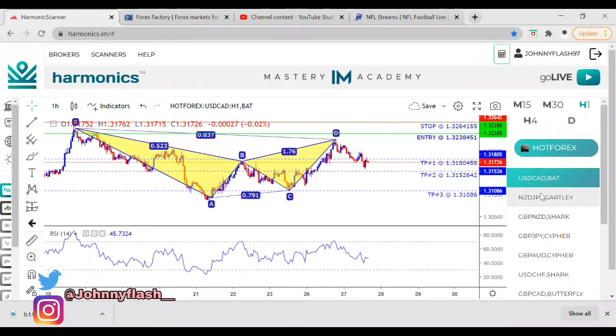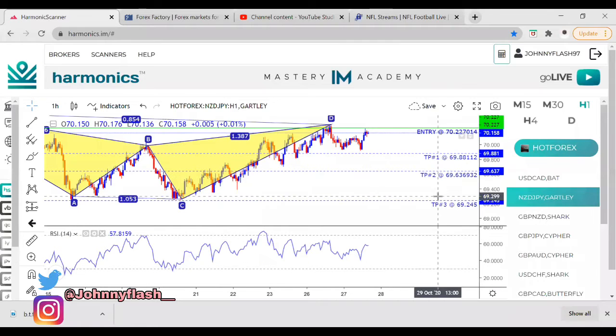That was another setup I called yesterday that was in good profit actually. Yesterday, NZD JPY, it was in profit. It didn't really move too much the way I wanted it to, but it was definitely in profit. This trade is still good to get into. NZD JPY for the sell.